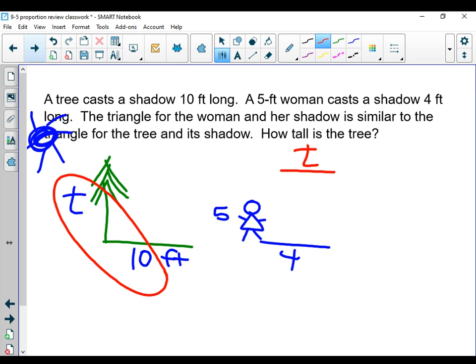Height, shadow. Same thing for Sally. Height, shadow. Cross product. It's such a good strategy. It works so many times.